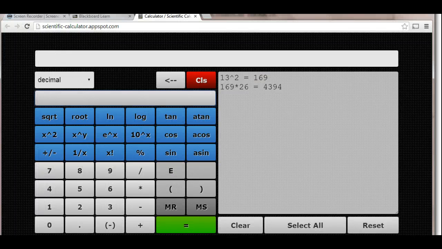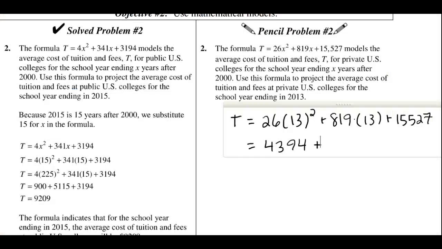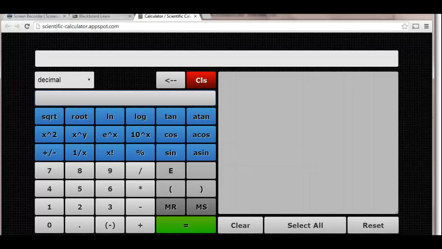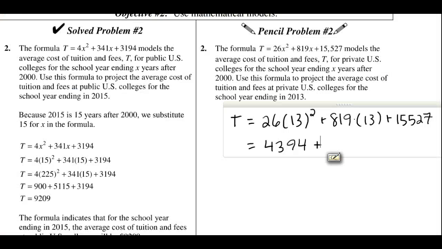So let's clear everything. Gosh, I'm forgetting my numbers. 819 times 13. Okay, so 10,647. So let's write that down.